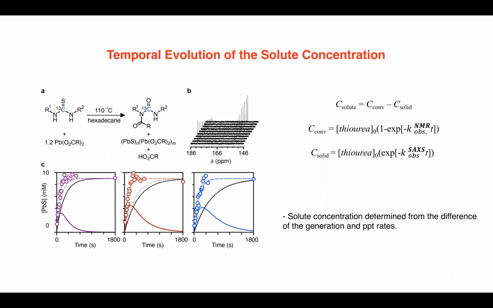So the number of units that are missing here is actually the solute. If you think about this experiment, what we're measuring is the concentration of solid material using the X-ray scattering curves. And we're also measuring the amount of precursors that have converted. The difference between those is the lead sulfide formed by conversion that has not yet precipitated and formed a nanoparticle. So we can calculate those solute curves, and that's shown there as solute.